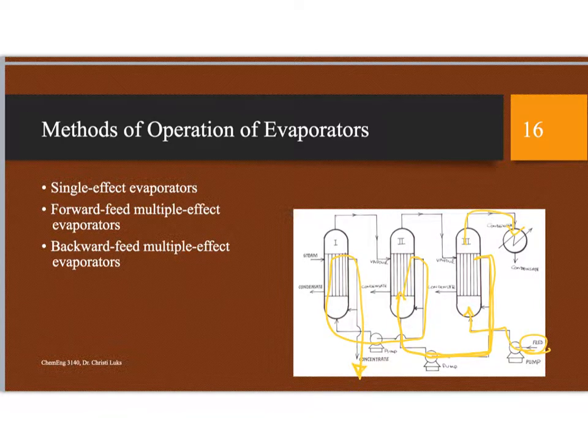In the meantime, I also have my steam. My steam comes in, leaves as condensate. In each one, I'm going to have steam that is created. So this steam is going backwards compared to the direction of flow of the process fluids, which are going from 3 to 2 to 1.